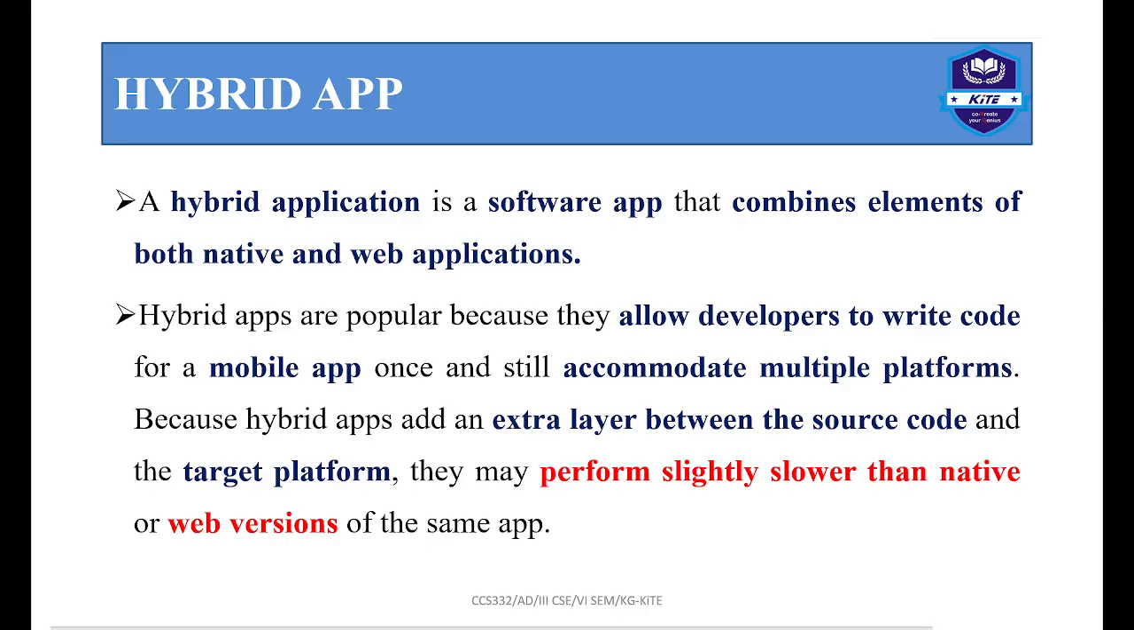Hybrid apps are popular because they allow developers to write code for a mobile app once and still accommodate multiple platforms. This adds an extra layer between the source code and the target platform, so there might be slightly lower performance when compared with the native or web versions of the same app. Hybrid applications are developed for your mobile application as well as your web versions, and they are slightly slower when compared with native applications.